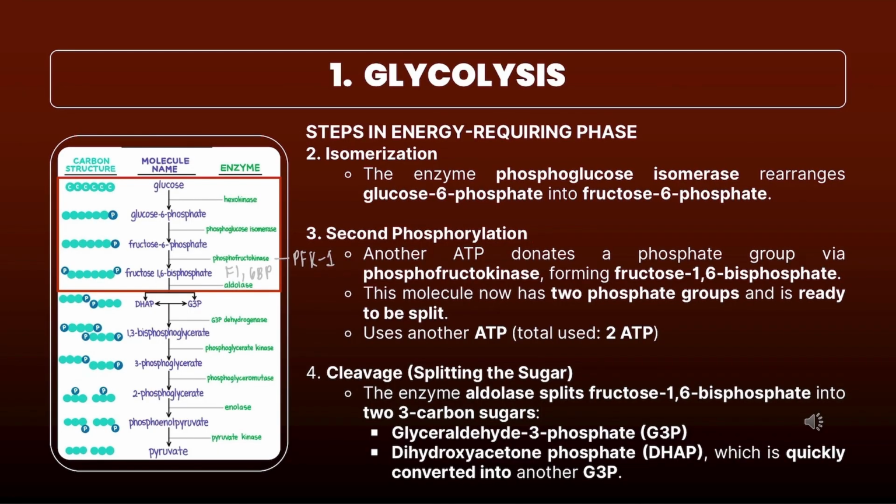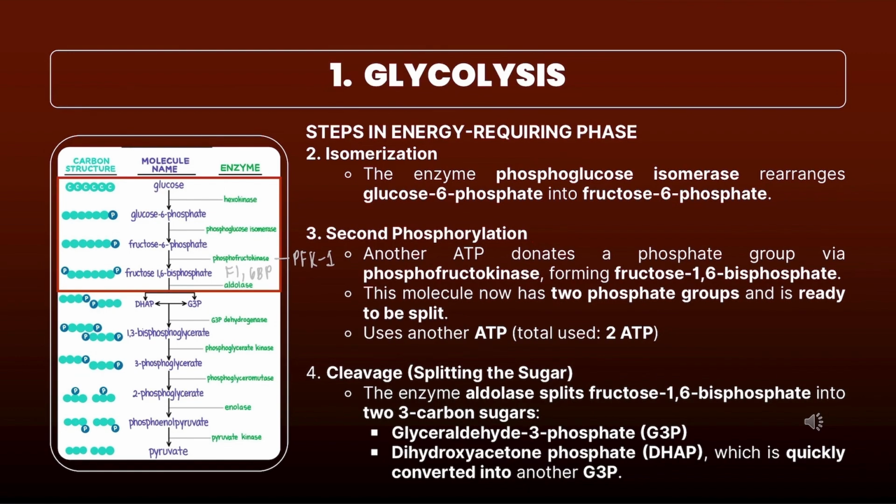Here, this is the main regulatory step of glycolysis. It will control how fast or how slow the pathway will run, and it depends on the cell's energy needs. Again, in the second phosphorylation, it is the main regulatory step of glycolysis. So, it is like a checkpoint or control switch for glycolysis.